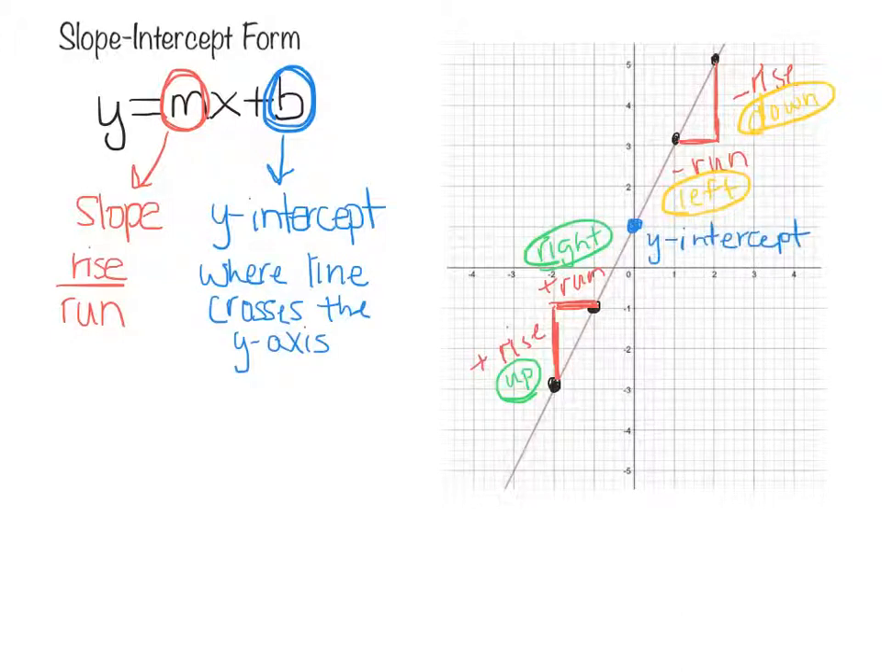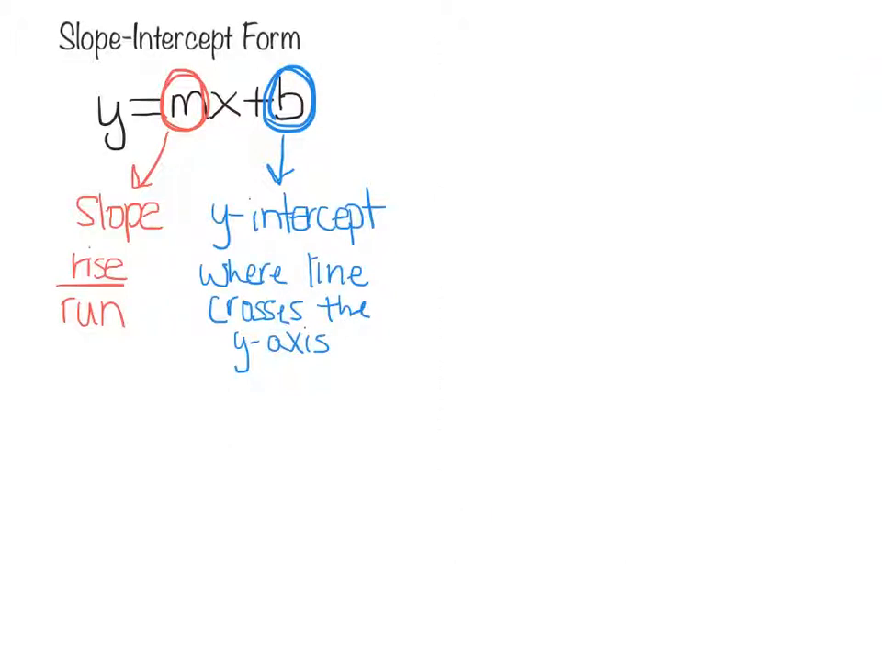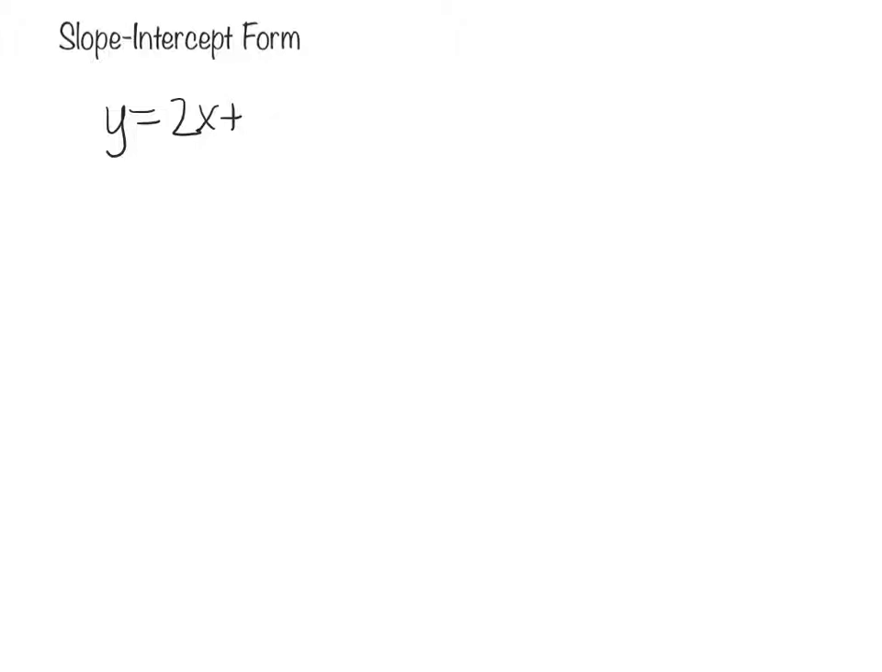Okay, so let's take a look at a specific example. If we're given the equation y equals 2x plus 1, we notice that our slope is 2 and our y-intercept is 1. So we can write m equals 2 and b equals 1.